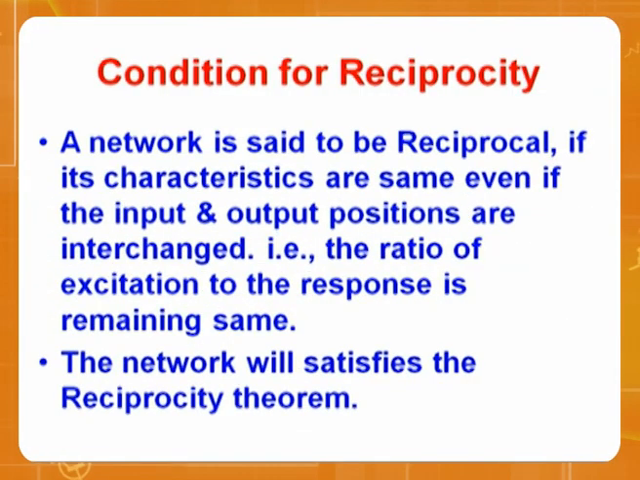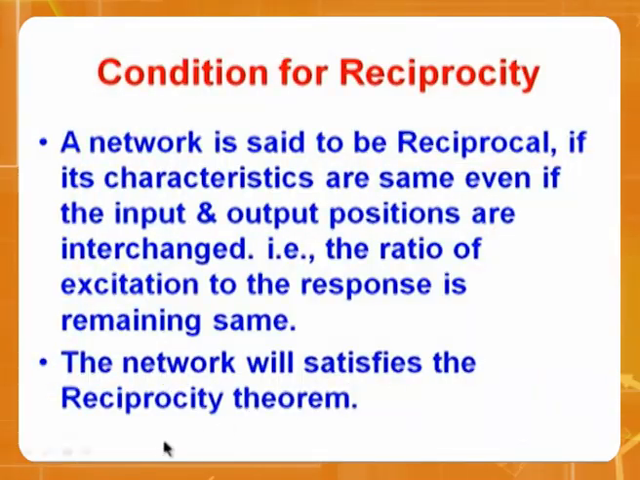Now let me take you to the condition for reciprocity. A network is said to be reciprocal if its characteristics are the same even if the input and output positions are interchanged. That is, the ratio of excitation to response remains the same. This is what we studied as the reciprocity theorem in networks. When I was talking about theorems, I discussed this point. The network will satisfy the reciprocity theorem.